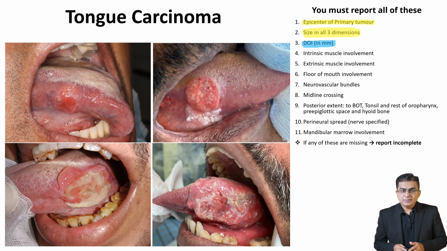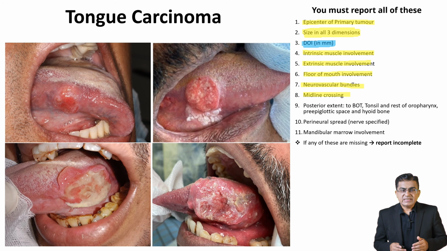We need to evaluate whether the deep intrinsic or extrinsic muscles or the floor of mouth are involved or not. We have to check if the tumor is extending up to or frankly across the midline. How far is the advancing edge of primary tumor from the lingual septum? Is it merely abutting the septum or is it physically pushing or crossing it? You must see the sublingual space to see if the neurovascular bundles are involved.